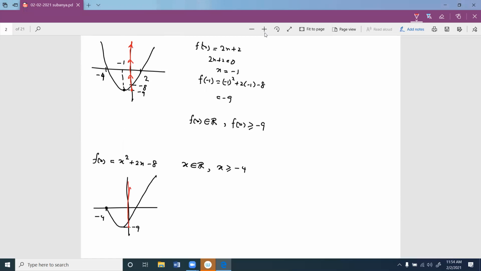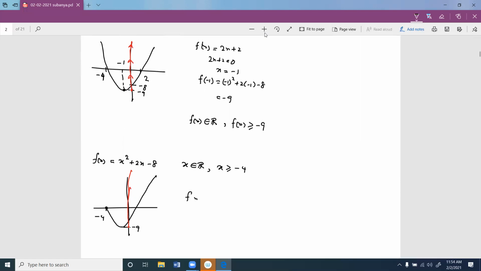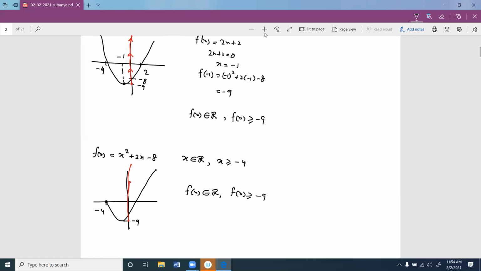Just like this. So for this one also, the range you can write is: f(x) is any real number, or y is any real number, and f(x) is greater than or equal to minus... and that would be the answer for that. That's a way of getting this answer, right? Let's go to the next approach.